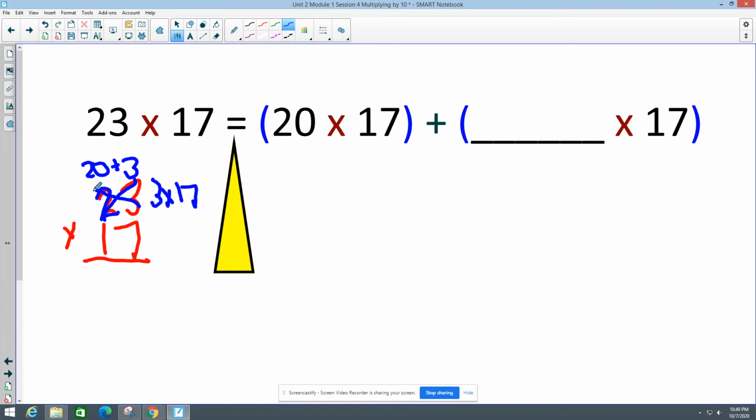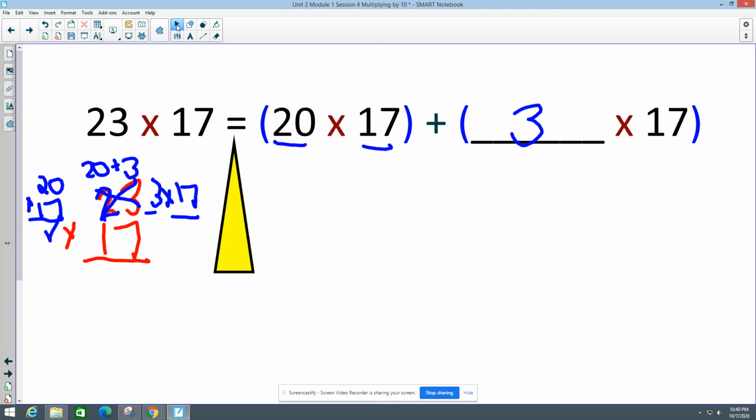And then we do 20 times 17. Now again, I didn't say you had to figure out what the product was. What you needed to do is just find that missing one here. So if this is 20 times 17, check. So this side is 3 times 17. So if I'm adding these back together down there, this would have to be 3.